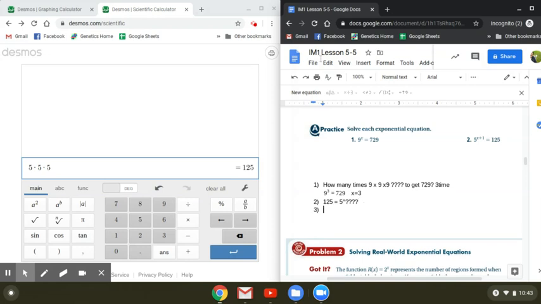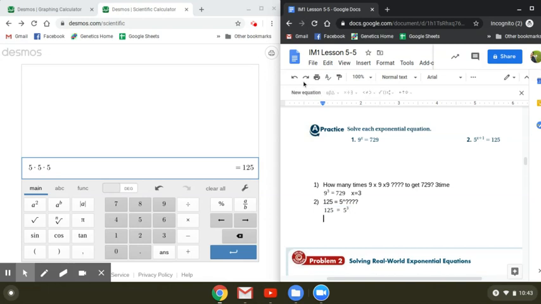So, sorry, not number 3. 125 is equal to 5 raised to the third. So what we learned in our first thing is that if we can set the bases the same, then the exponents are the same. That means that we can say that x plus 1 is equal to 3.